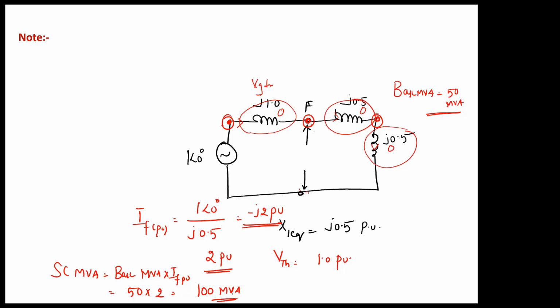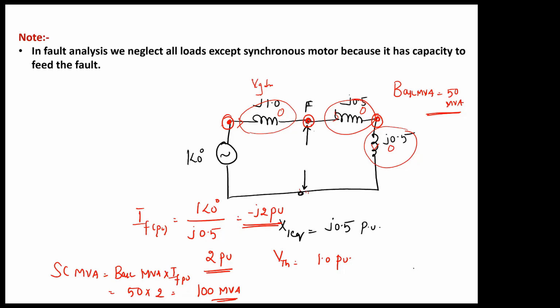Now, one important note is in fault analysis we neglect all the loads, understood? But we cannot neglect the synchronous motor. Why? Because the synchronous motor acts as a source during the short circuit. Because they have internal EMF, synchronous motors act as sources that supply the fault current during fault analysis. So we cannot neglect synchronous motors in short circuit fault analysis. All induction motors, lamps, resistive loads, everything you can neglect, but you cannot neglect the synchronous motor. Why? It has the capacity to supply the fault current.